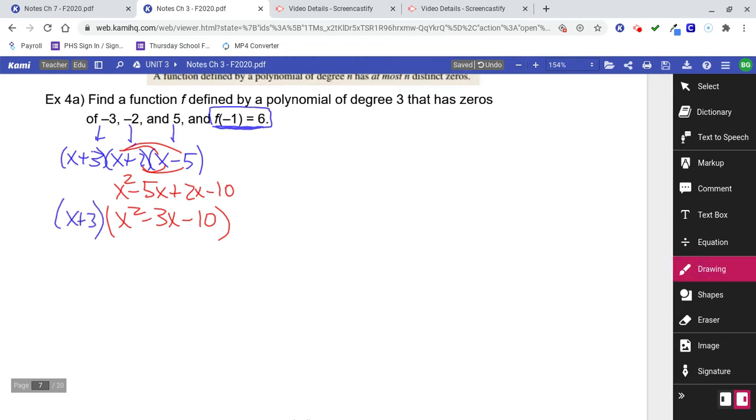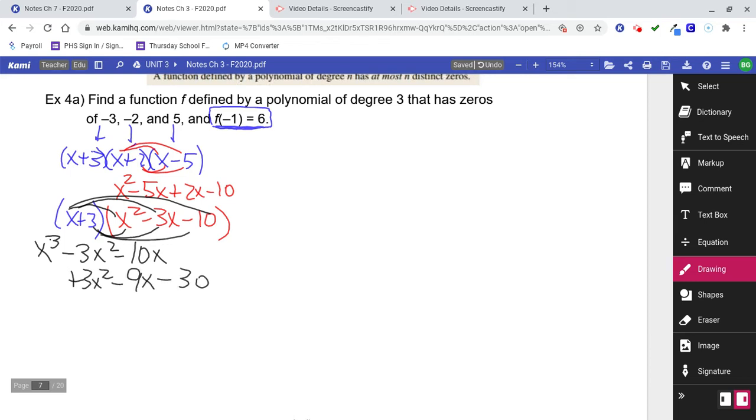But now I'm going to do another distributive property. I'm going to have to distribute that x plus 3. So give me x cubed minus 3x squared minus 10x. And in here we get plus 3x squared minus 9x minus 30. I like writing it like this so I line up my like terms. I think it's easier to do. You've got x cubed, these cancel out, so minus 19x minus 30.